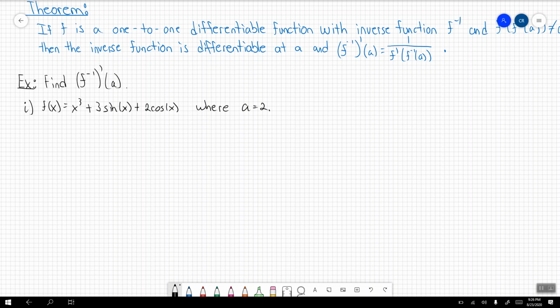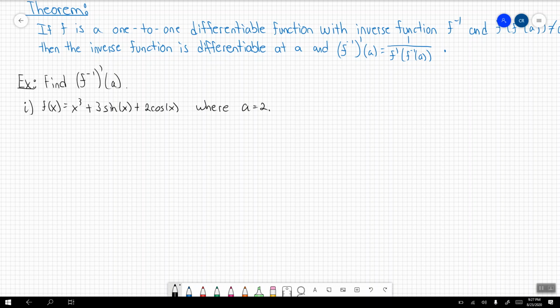So again, our goal is to find the derivative of f inverse evaluated at a. Now, in order to do this, we are going to apply the theorem that we learned previously, which means I need to find out what f inverse evaluated at a is. So that's the very first step that we need.